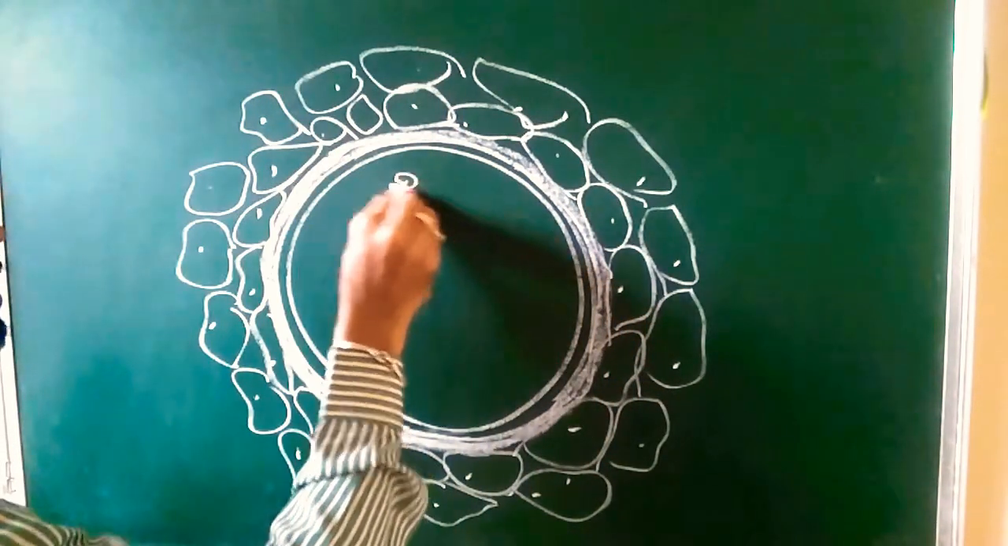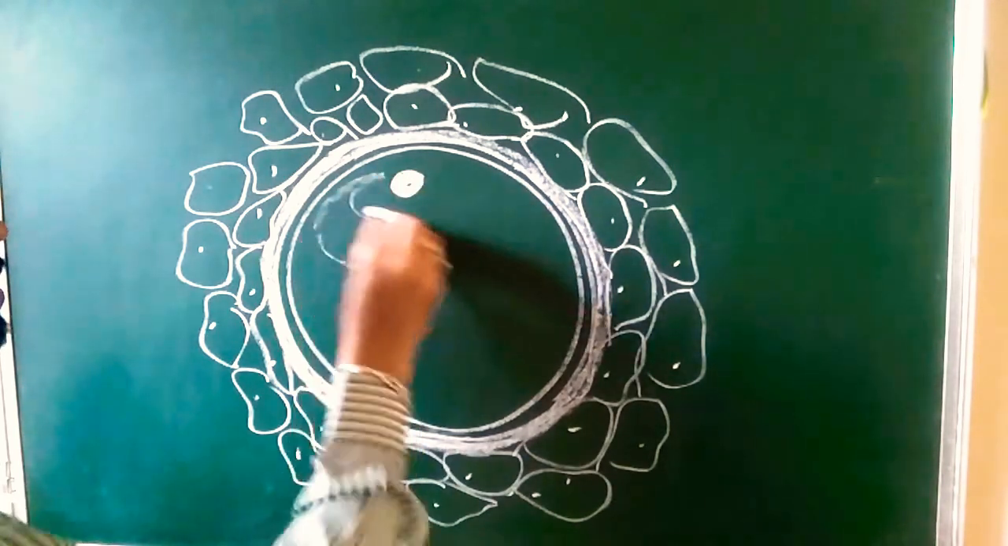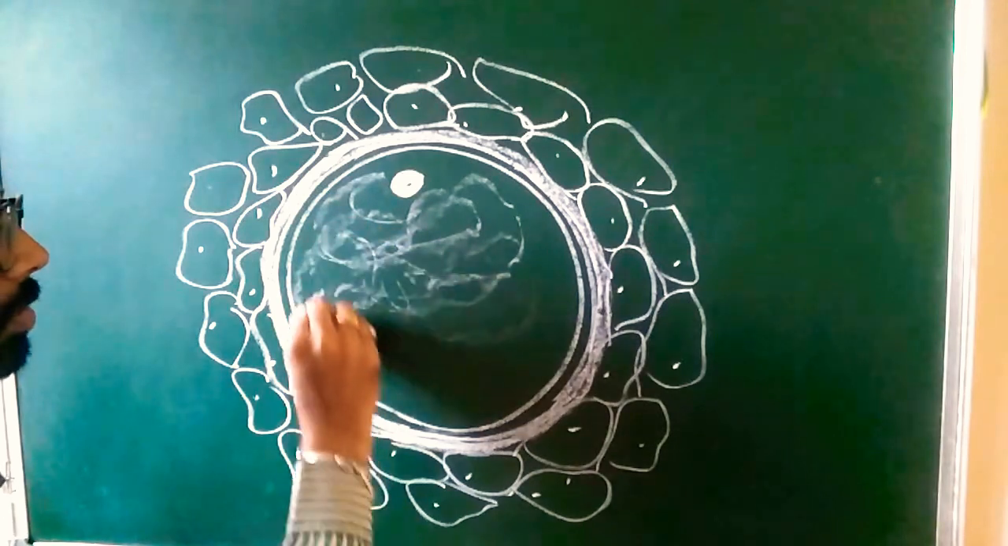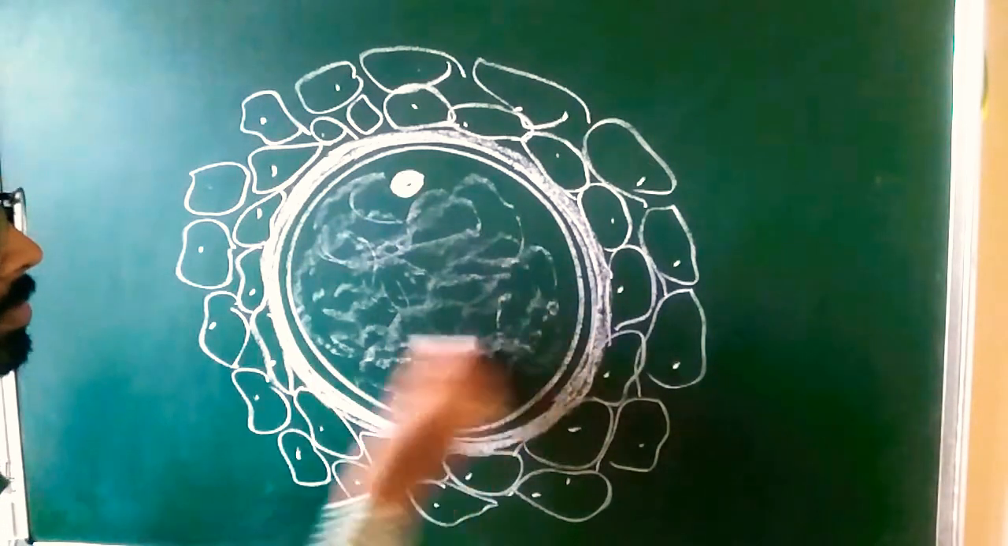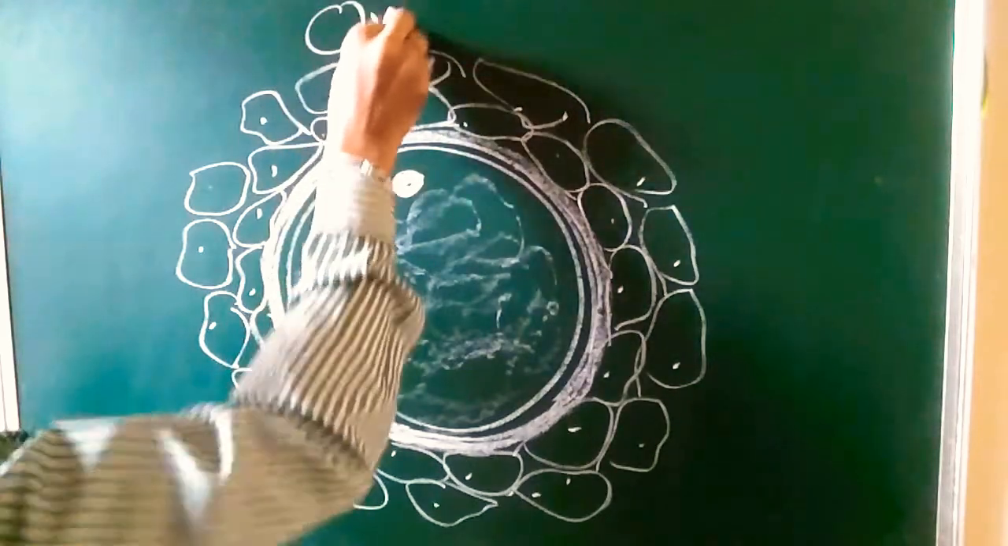Okay, now you can show here a nucleus of the ovum, and you can show what you call the ooplasm. Clear. So this is the mature ovum.